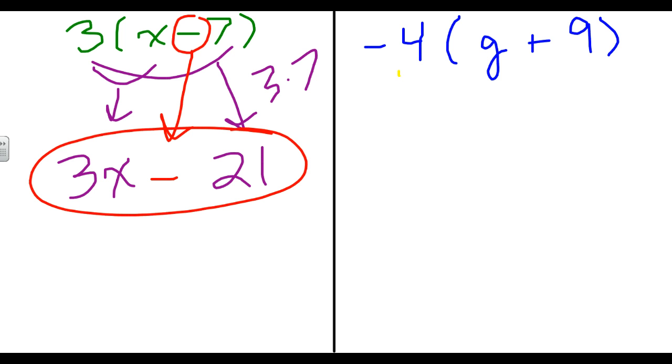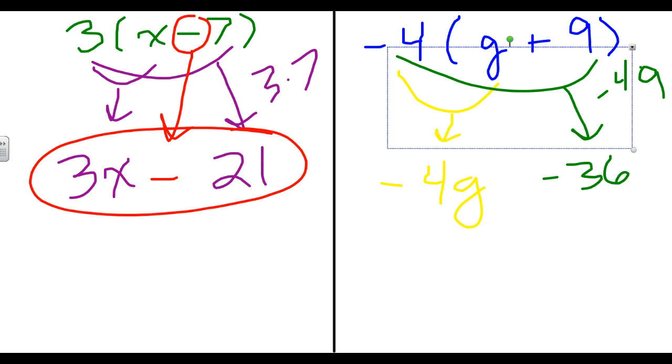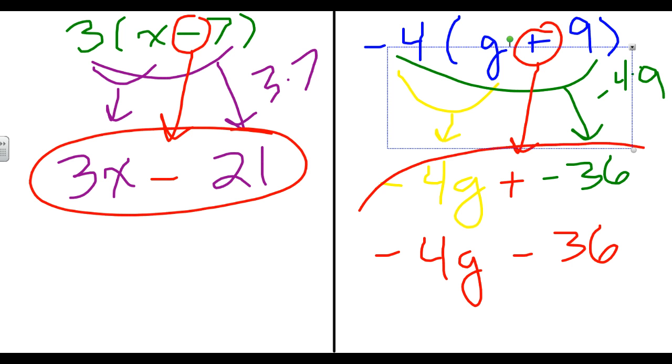Here we have negative 4 times g. Remember, we have to take everything and make it negative 4g. We have negative 4 times 9, which is negative 36, which we got from negative 4 times a positive 9. And now we're just going to take this plus sign and bring it down and make it negative 4g plus negative 36, or negative 4g minus 36. Both of them are acceptable answers at this point while we're starting to work with the distributive property.